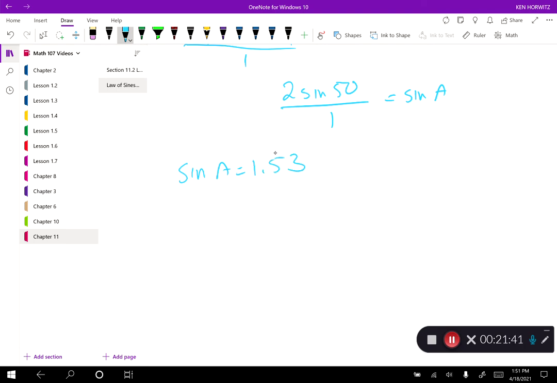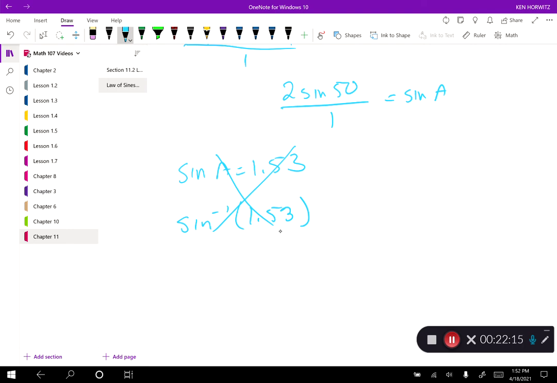Now you might say, okay, well, what is angle A? Well, if you were to do sine to the negative 1 of 1.53 in your calculator, you would get some sort of an error. Now, the reason you would get an error is because, remember, on our unit circle, sine is as great as 1 and as low as negative 1. But we have a sine of A of 1.53. That can't happen. So this answer is impossible.